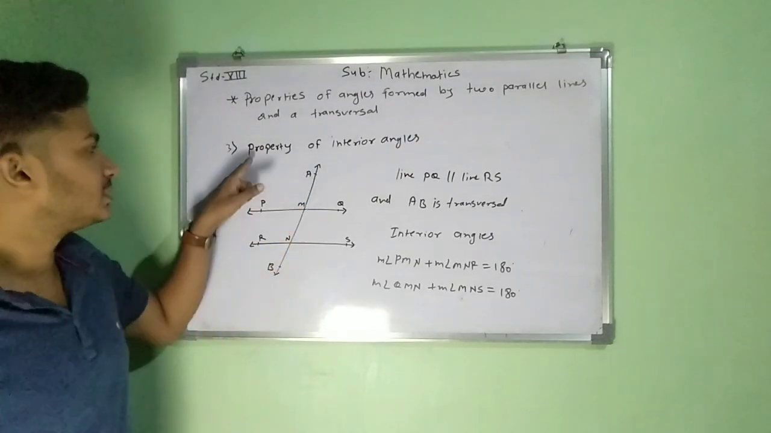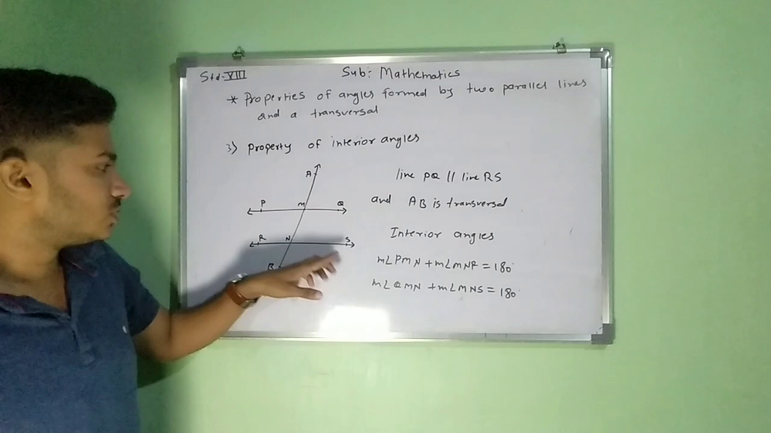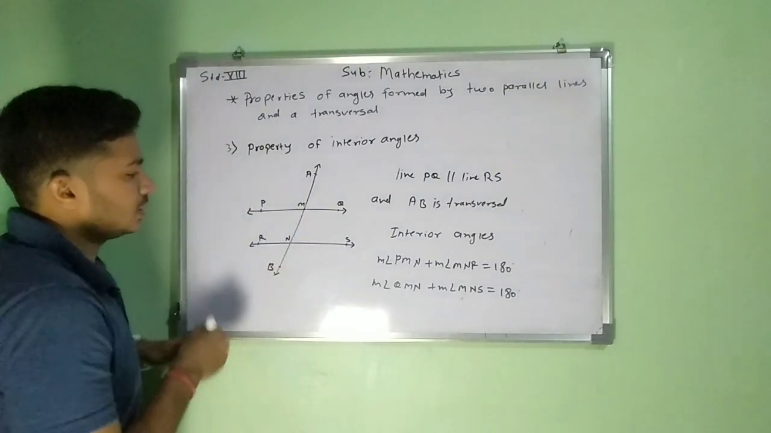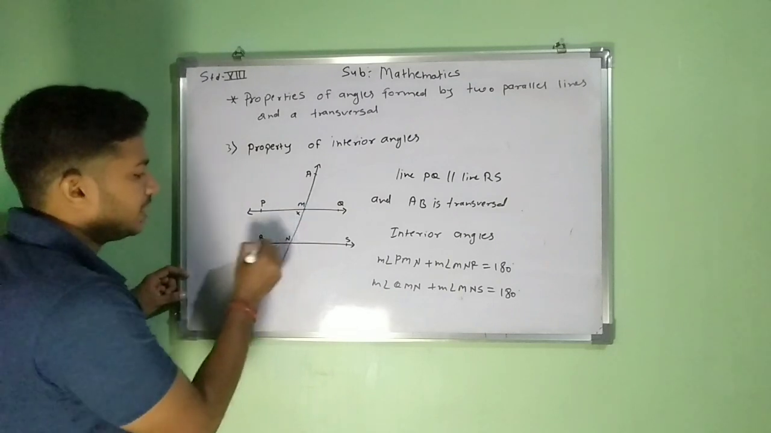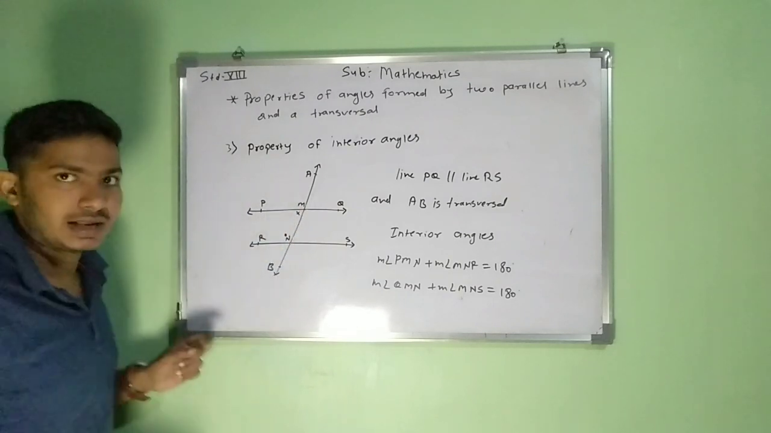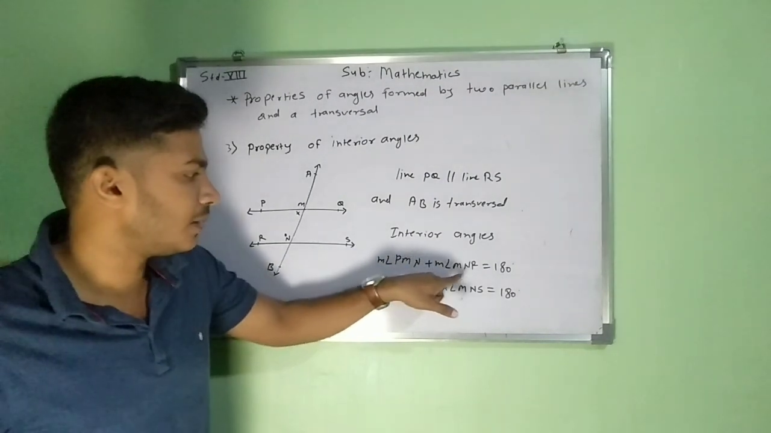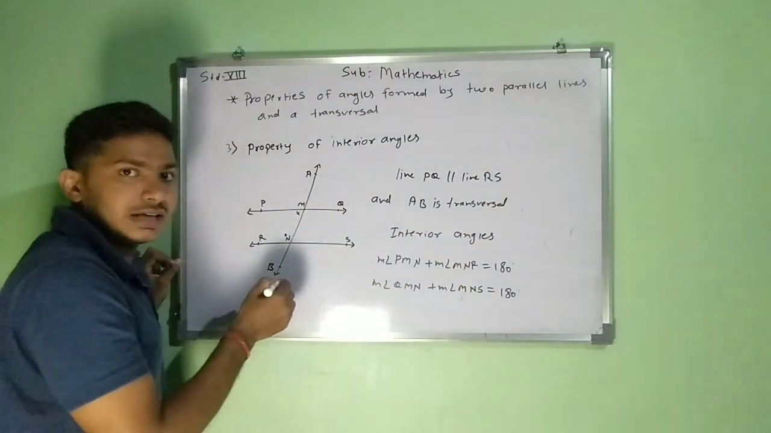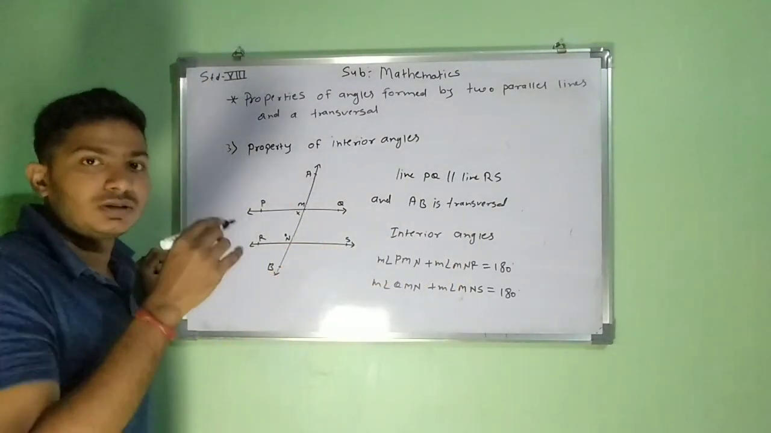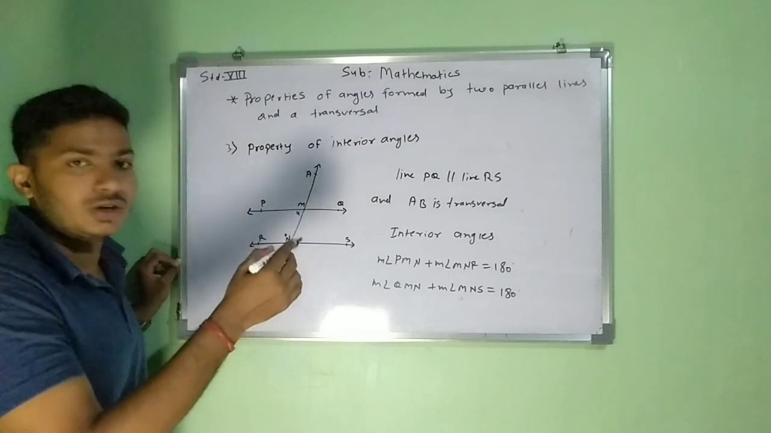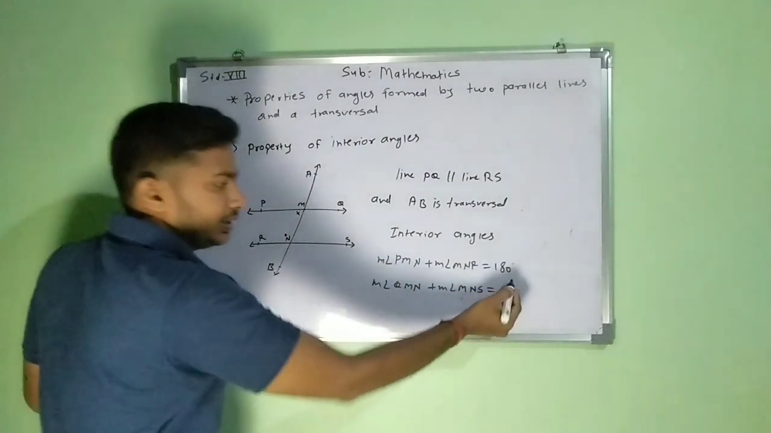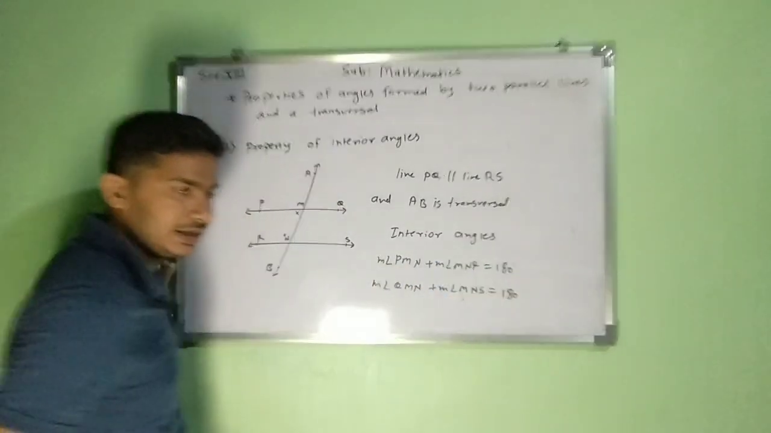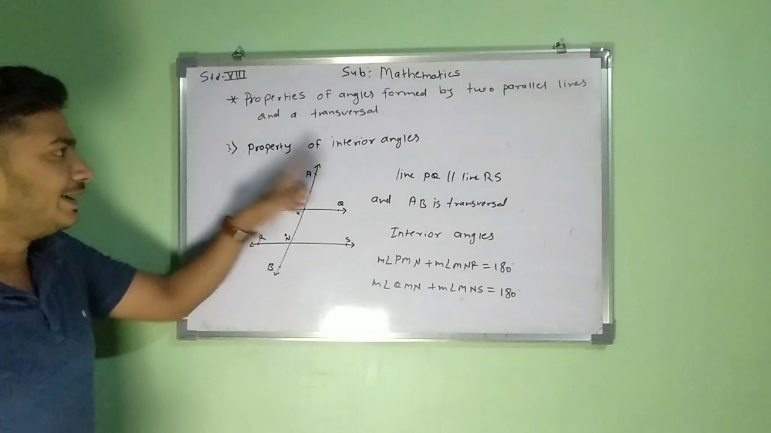So our third property is the property of interior angles. If you look at this diagram, angle PMN, this angle, and angle MNR, this angle, these two angles are interior angles. I have written PMN and MNR. Now the property of these interior angles is they are supplementary to each other. That means the sum of the measurements of these angles is equal to 180 degrees. I have written here measurement of angle PMN plus measurement of angle MNR is equal to 180 degrees. So this is the property of interior angles.